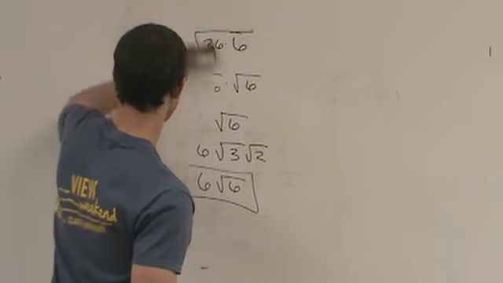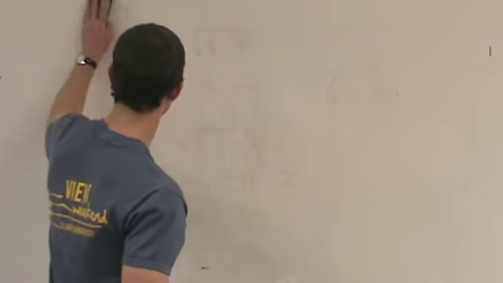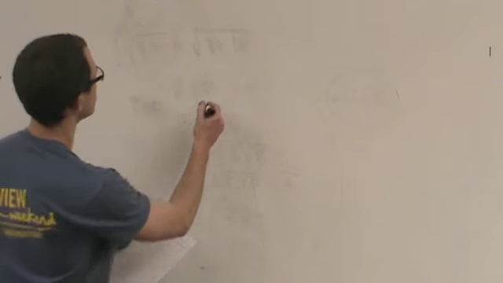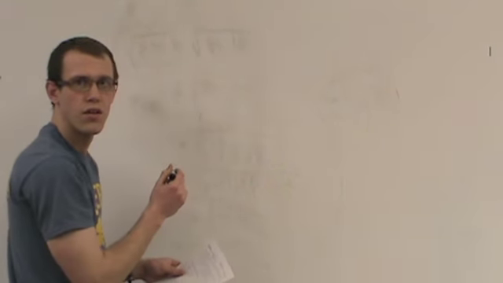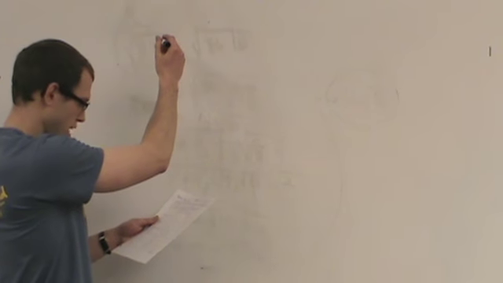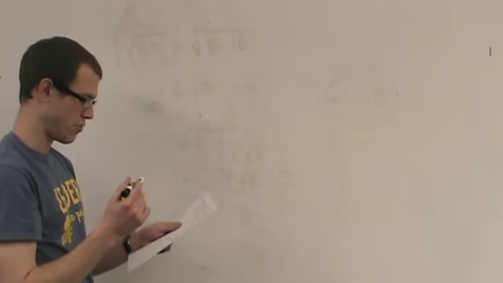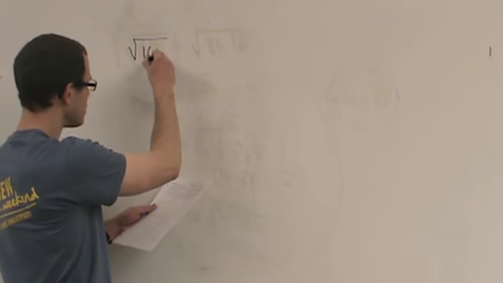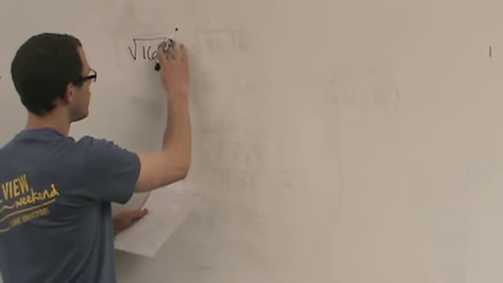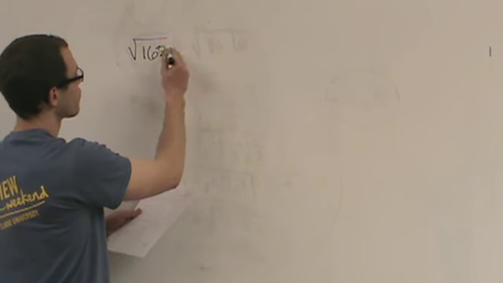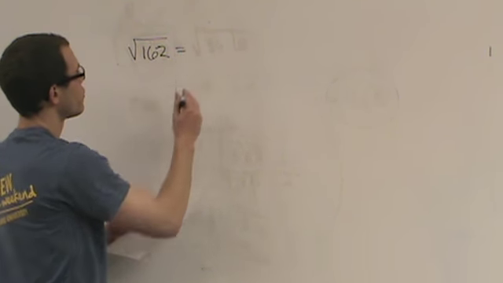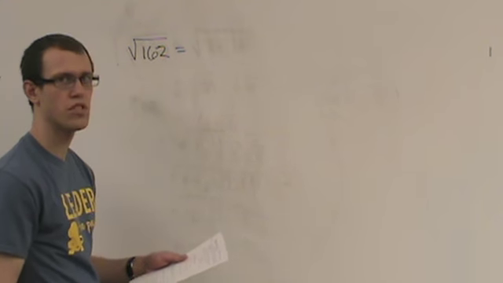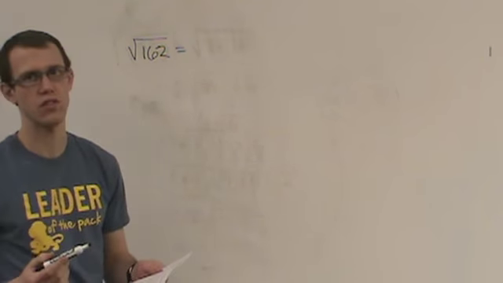I got one more example. All right, last example. So our last example, I was making sure I was still in the camera view, is square root of 162. So the square root of 162, what does that equal? Well, what two numbers multiplied together equals 162?